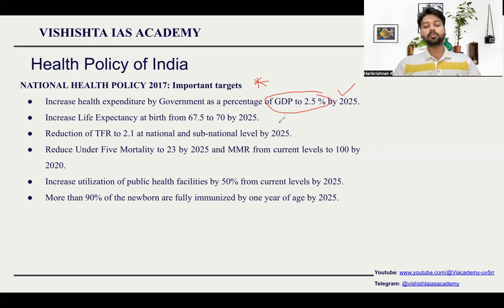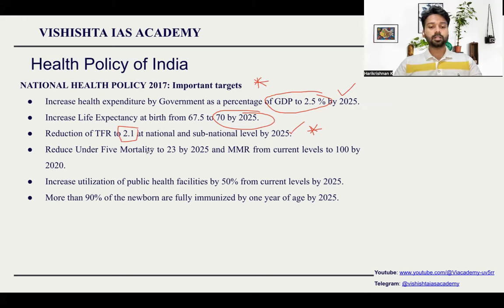It wanted to increase the life expectancy of people to 70 by 2025. It wanted to reduce the total fertility rate of the country to 2.1 by 2025. This point is important because we have already attained it. We have already attained 2.1 for total fertility rate. Total fertility rate is the number of children born to a woman in her lifetime.